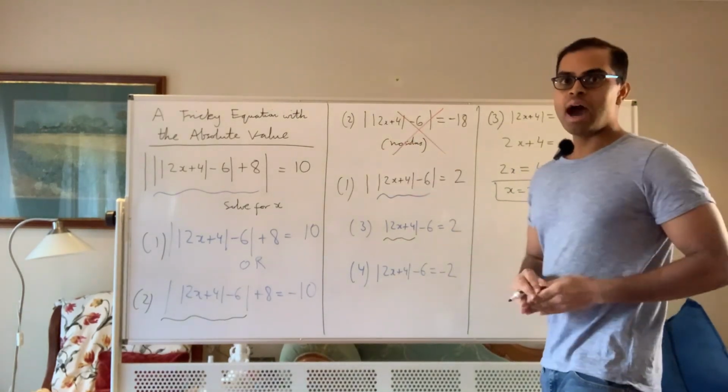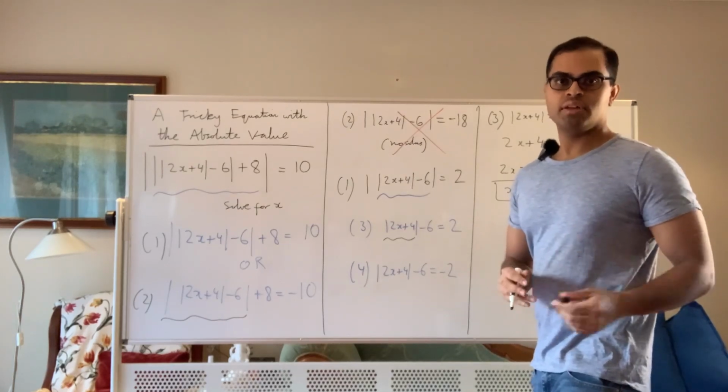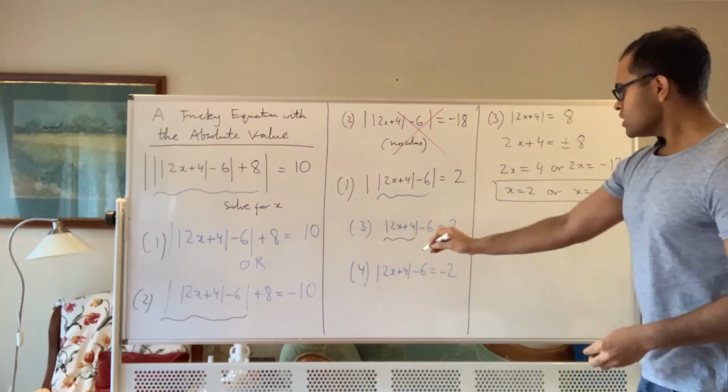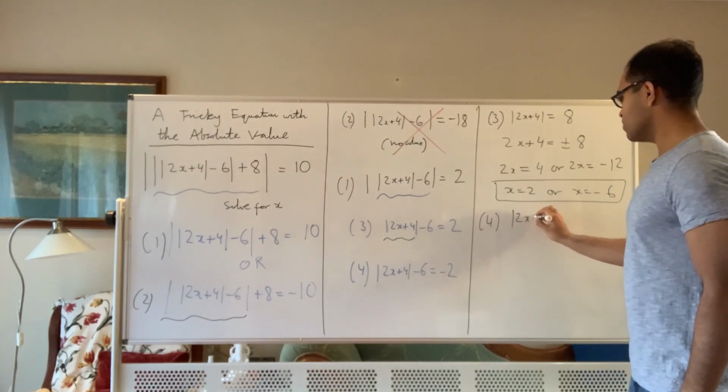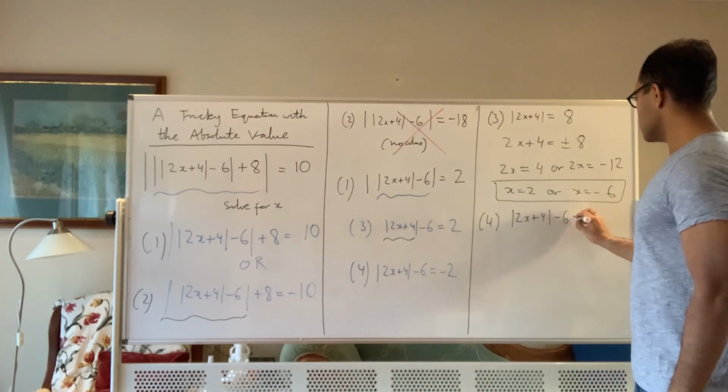You just have to check. I've talked about those in other videos, and relevant videos are down in the description. But let's just go down to equation 4 now. So equation 4 is absolute value 2x plus 4 minus 6 equals negative 2.